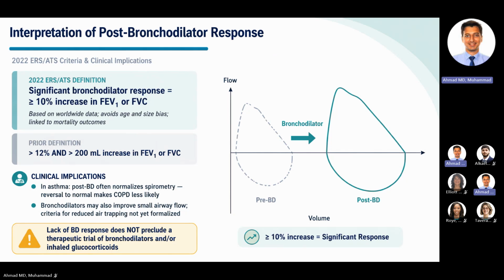In the past, they used to use a definition of greater than 12% and 200 ml. This has changed to a more consistent definition of greater than 10% increase in the FEV1 or the FVC. Remember that a lack of a bronchodilator response does not preclude a therapeutic trial of bronchodilators or inhaled steroids. In asthma, bronchodilators often normalize spirometry, reversing it to normal, which makes COPD less likely.